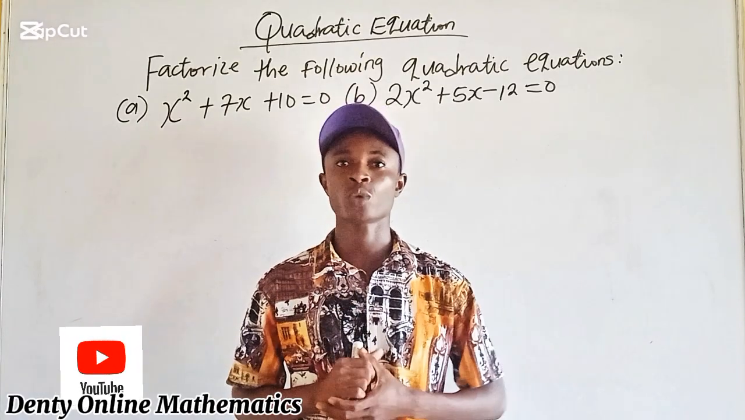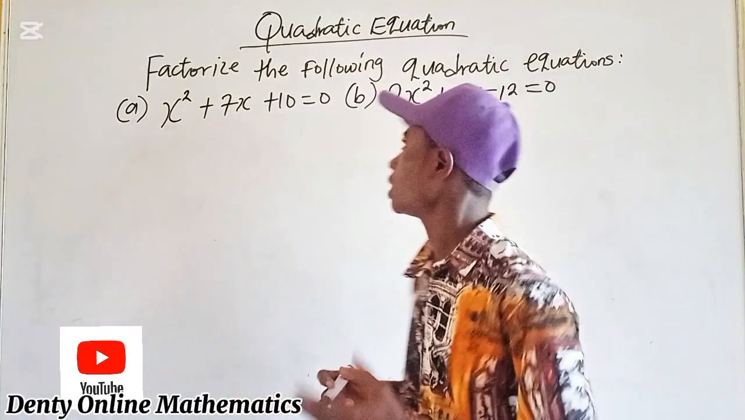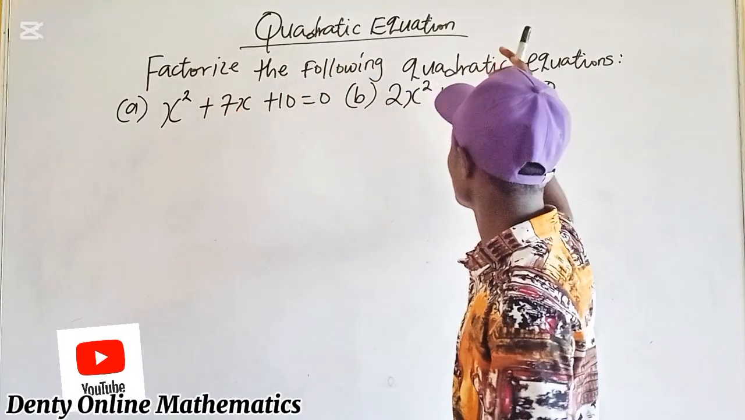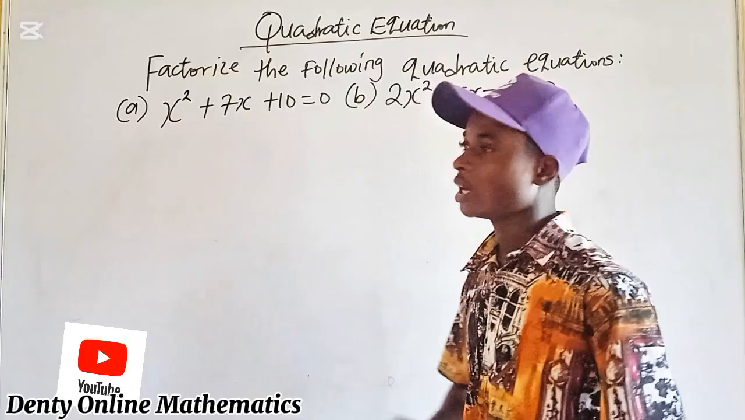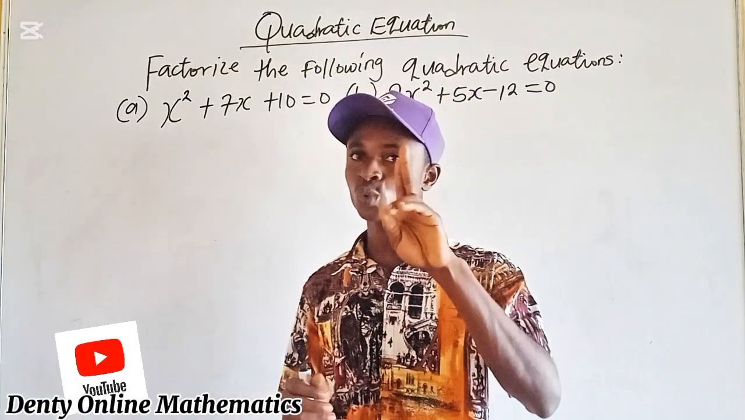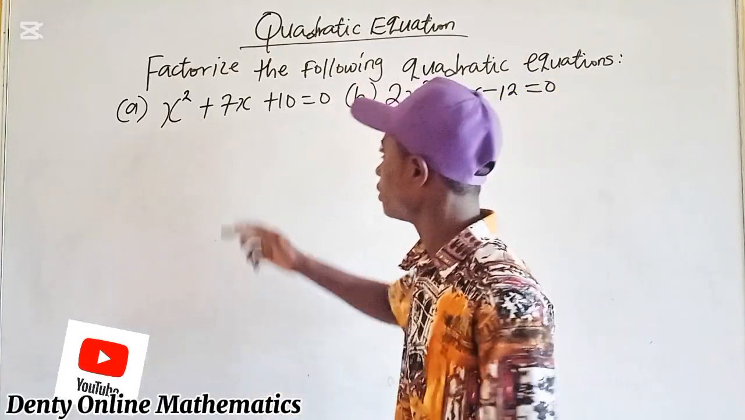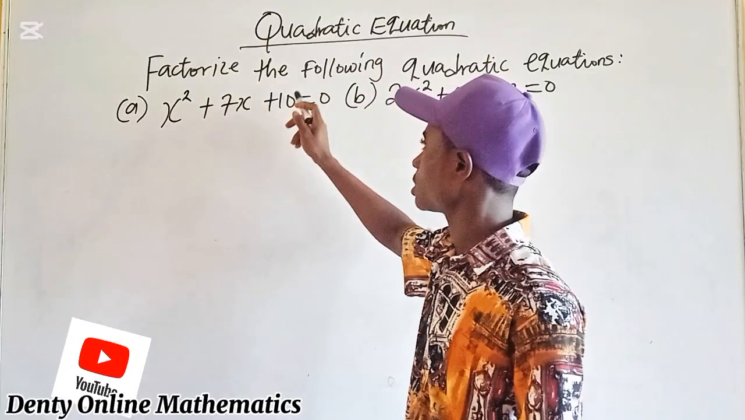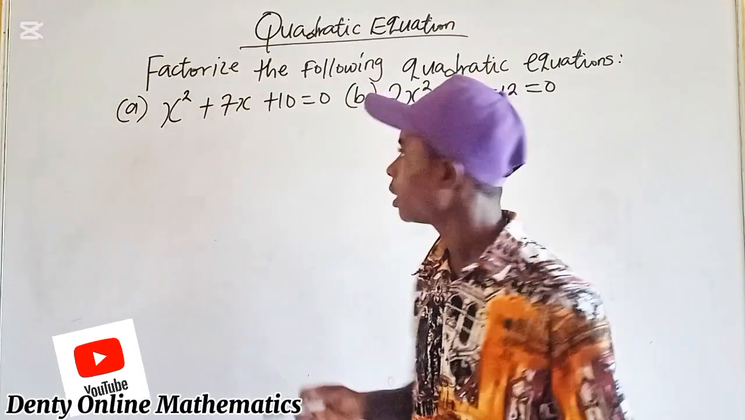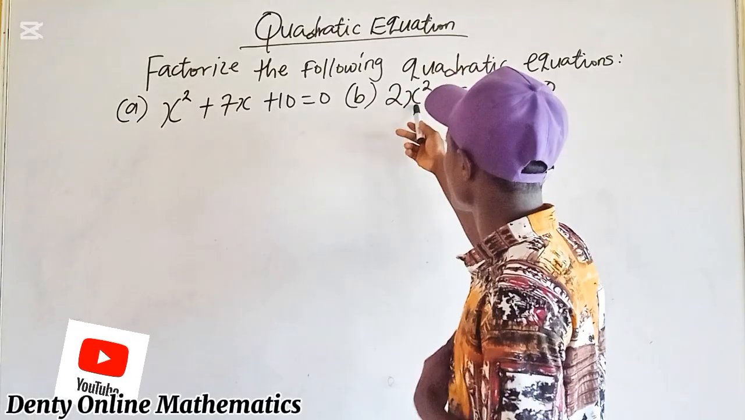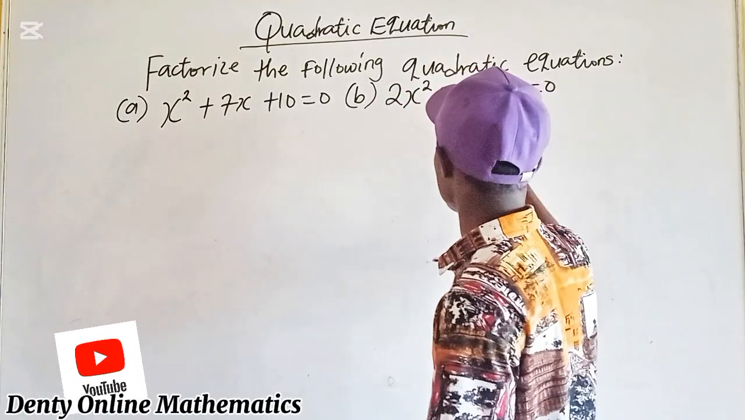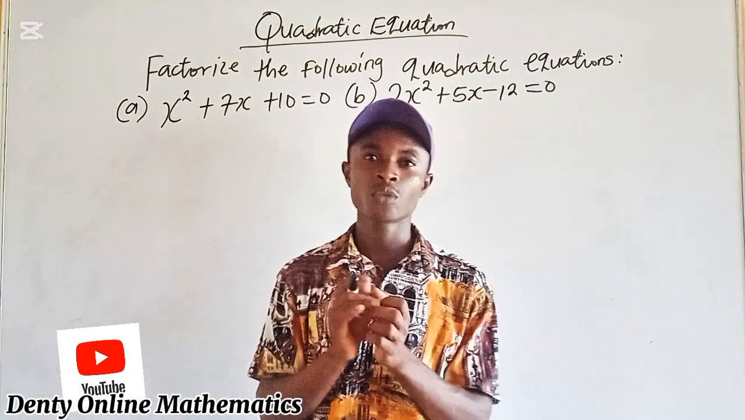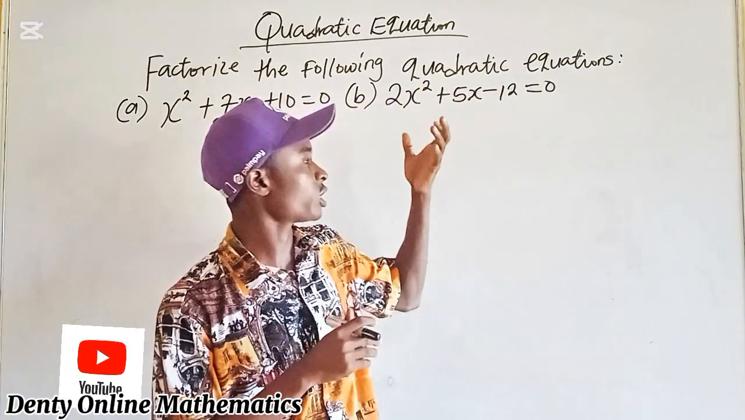Now let's look at what we have here on the board. Our topic today is quadratic equations. We are asked to factorize the following quadratic equations. As you can see here, we have two equations, just two. The first one is x squared plus 7x plus 10 equal to 0. And the second one is 2x squared plus 5x minus 12 equal to 0. How do you factorize equations like this?